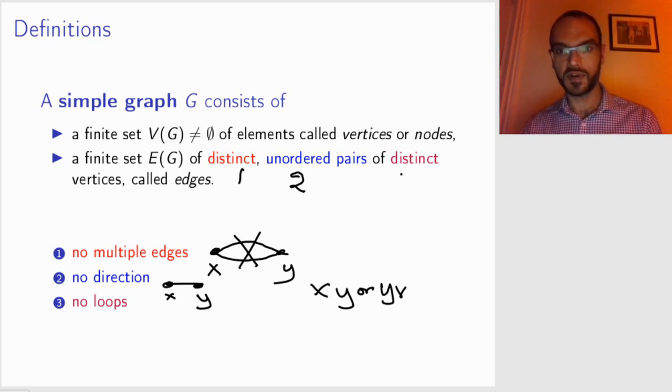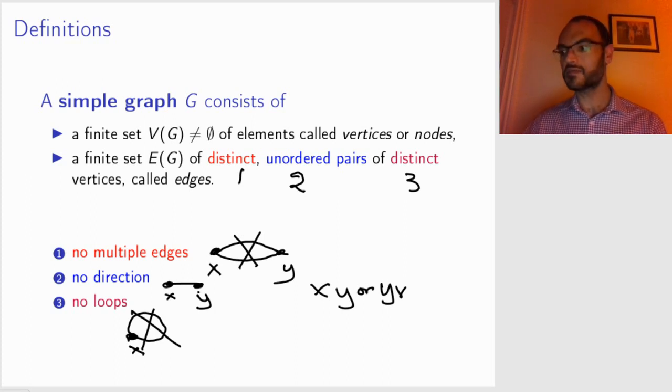And the third point, which is a subtle point, is this distinct vertices. So the vertices x and y, in order for there to be an edge between them, they must be different. So we cannot have a vertex that has an edge to itself. So this thing, edge from x to x, is not permitted. And with these three conditions, we get what we call a simple graph.